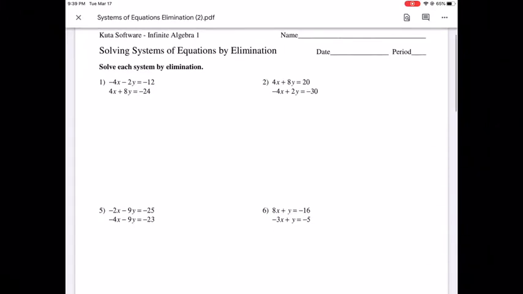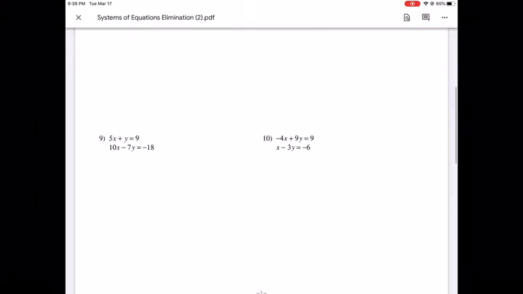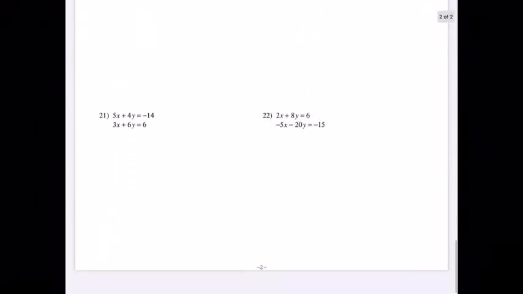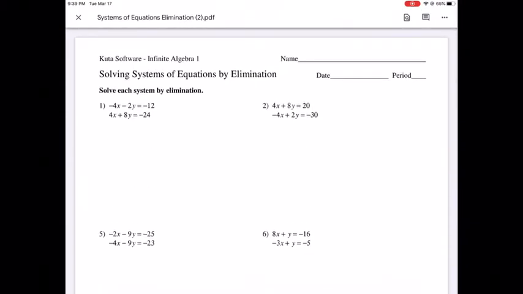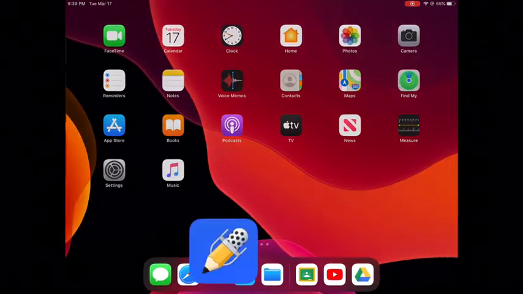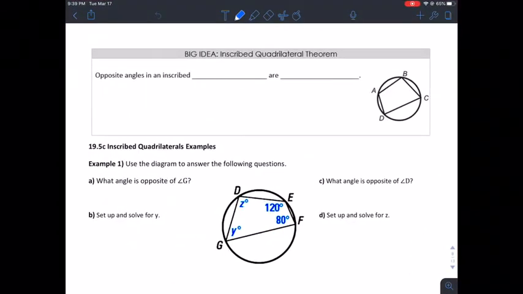I highly recommend going through and doing the solving systems of equations by elimination worksheet. I did hand this one out in class. The answers are posted online, so definitely go through that. Make sure you know how to do these because you're going to have to use this skill while you do this topic. All right? So let's go ahead and get started.